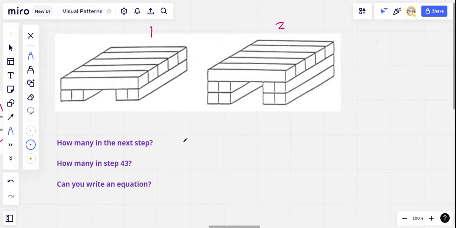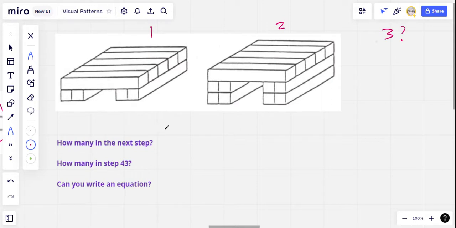The first level of the challenge is to figure out how many of these, I guess I'm going to call them blocks, there are in step three. So how many in step three? And if you can, then predict how many in step 43, much more difficult. And if you can write an equation for it, you could predict any step. So that would be a further challenge level. If you'd like to accept that challenge, pause the video, see how you do.